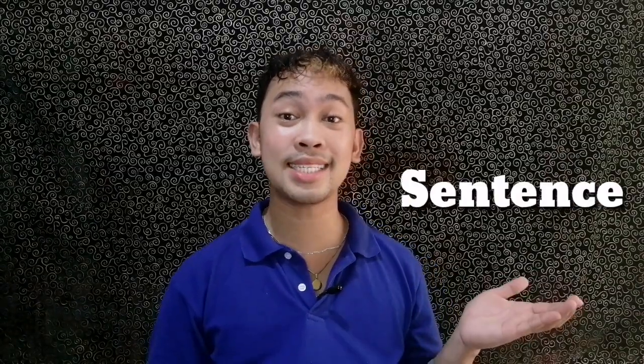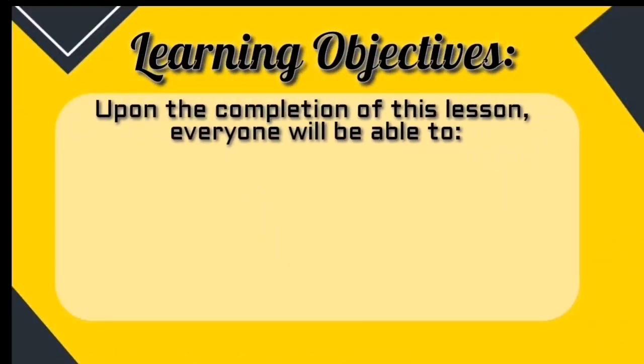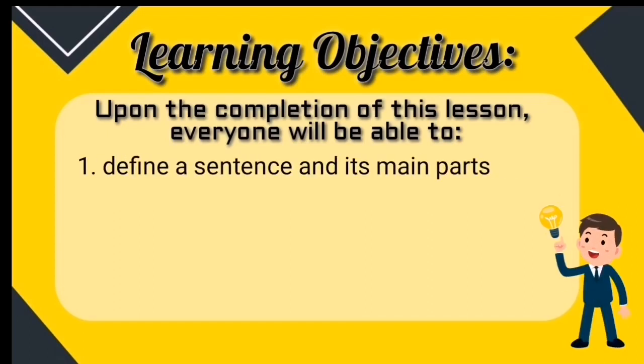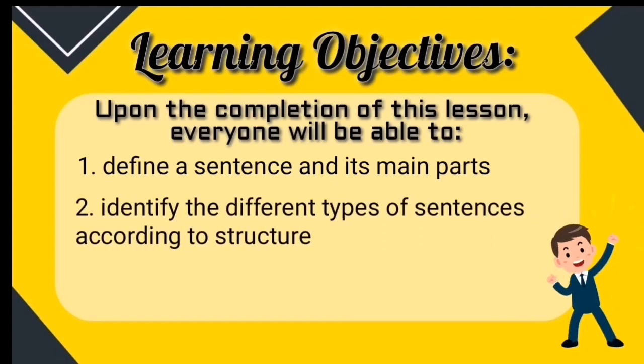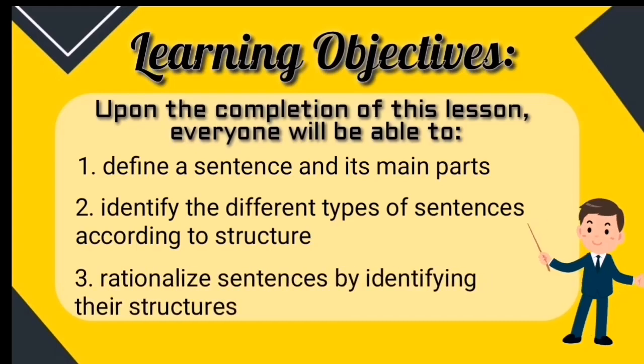For today's video, we're going to talk about a sentence and the different types of sentences according to structure. But before we proceed, let us first decipher our learning objectives. Upon the completion of this lesson, everyone will be able to define a sentence and its main parts, identify the different types of sentences according to structure, and rationalize sentences by identifying their structures. Those are our learning objectives. I hope we're going to achieve all of them by the end of this session.